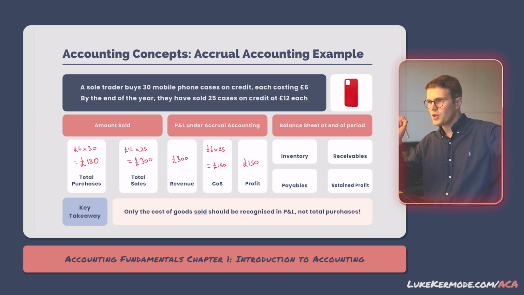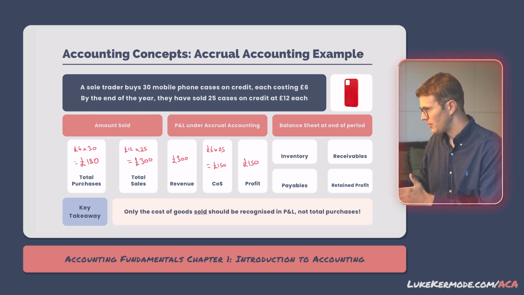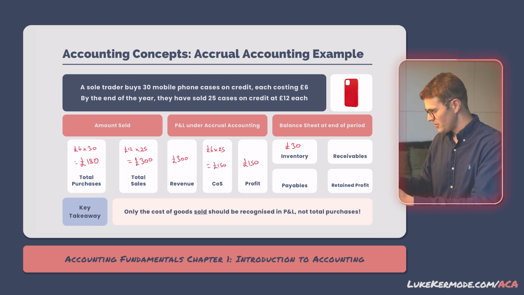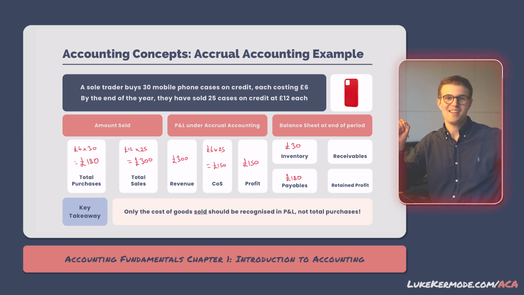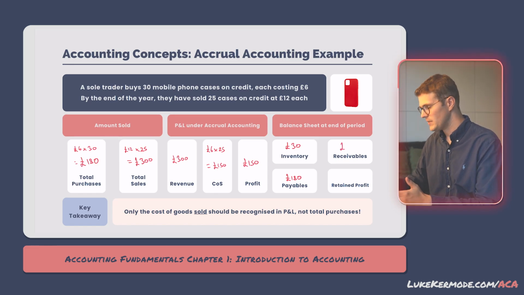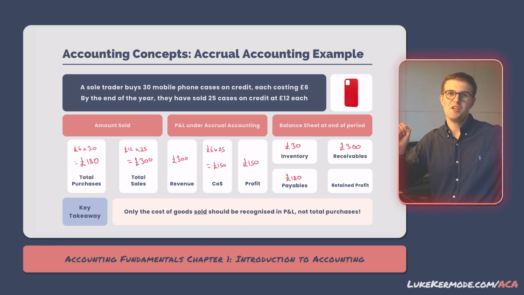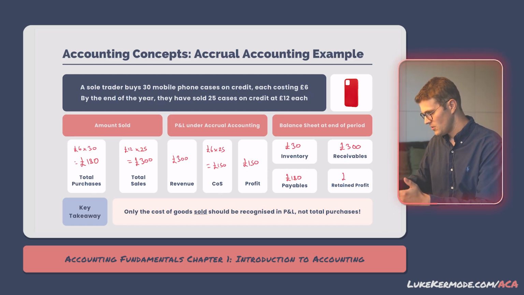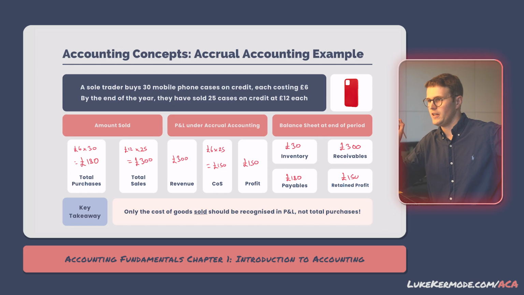What about those 5 unsold cases? They stay on the balance sheet. They're going to be carried forward as inventory, so that's valued at £30. And since the suppliers haven't been paid yet, the full £180 will appear on the balance sheet as a trade payable. The £300 worth of sales income is also going to sit as a trade receivable, as the customers haven't paid for those goods yet, they were purchased on credit, and £150 worth of profit will go to retained earnings.